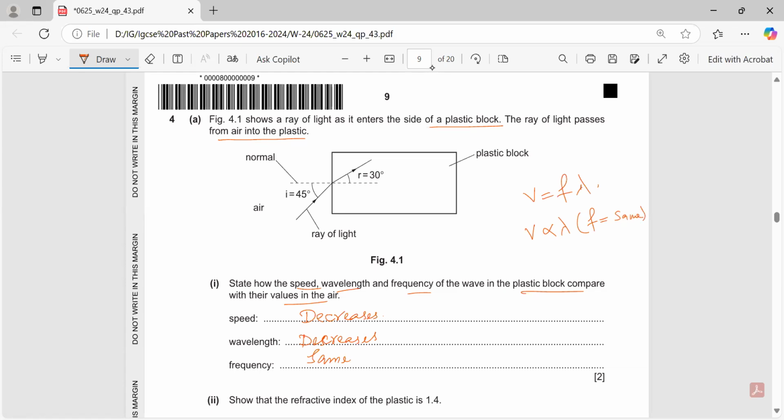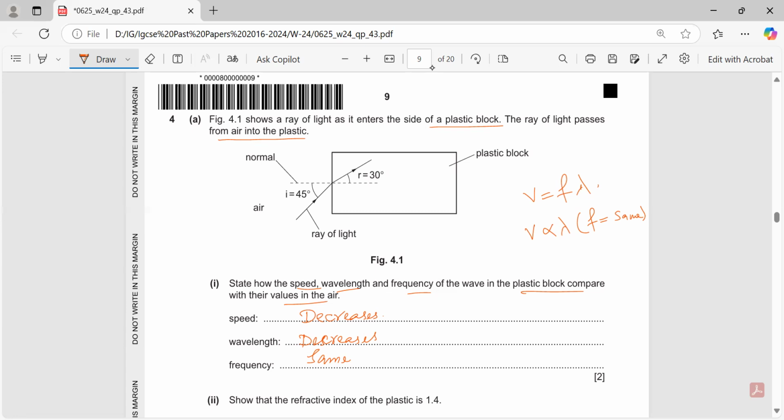That's why in air the wavelength is more, so the speed of light is also more. In plastic, in glass, in diamond it is slowest. So the wavelength is least for the light rays as they enter the diamond. And again I will repeat one thing regarding this. This is a question related to refraction. During refraction, frequency stays the same, whereas wavelength and speed are changing.